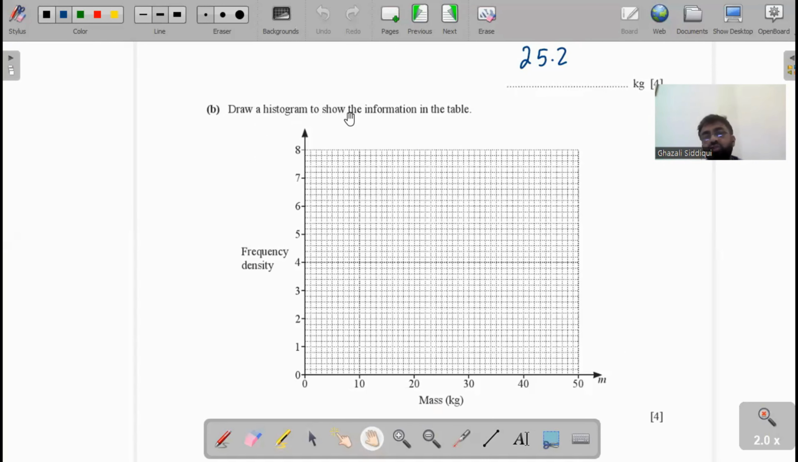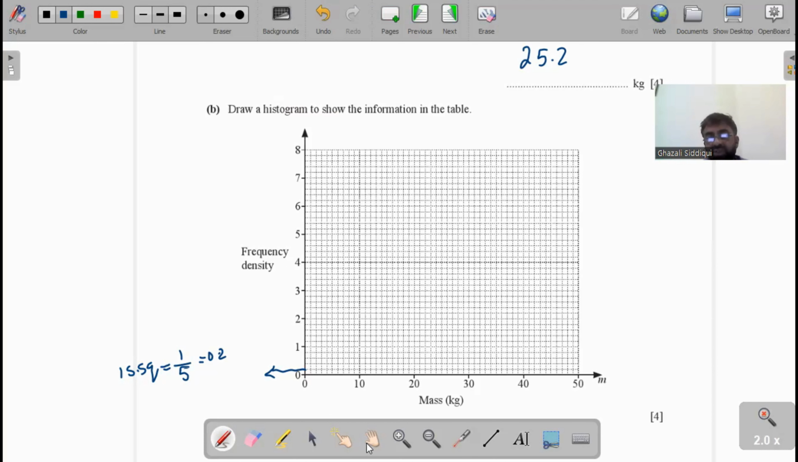Part B, draw a histogram to show the information in the table, where on the y-axis frequency density is given, and on the x-axis mass is given. Now the one small scale value is 1 over 5, that value is equal to 0.2. That is, one small scale value is equal to 0.2 unit.